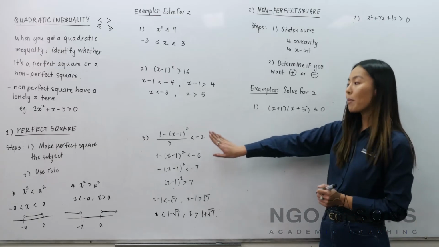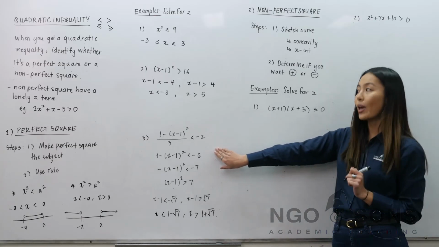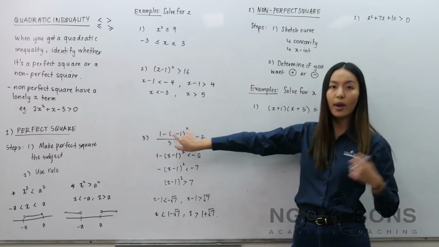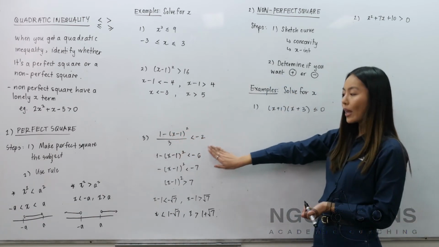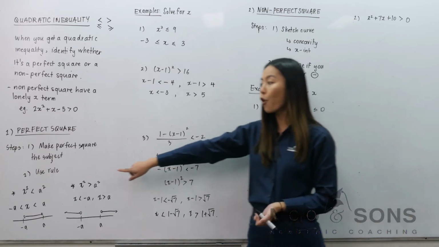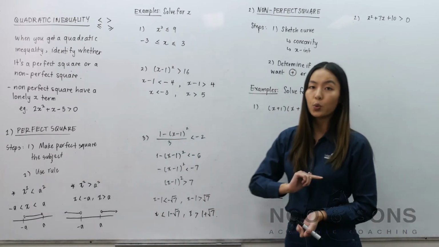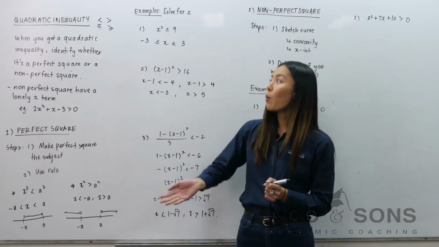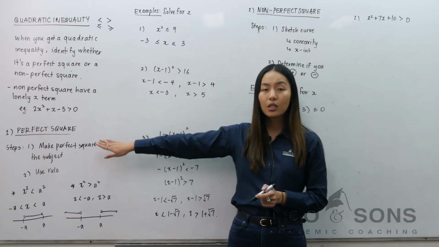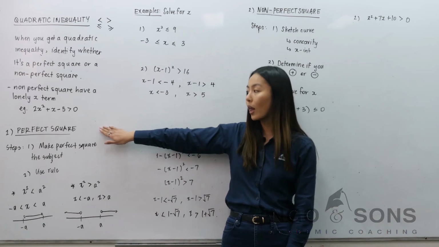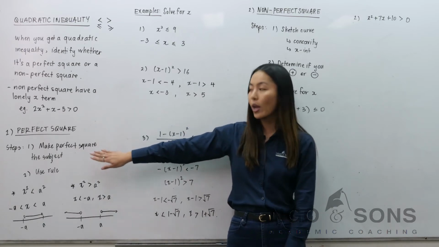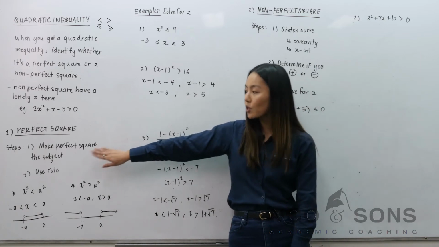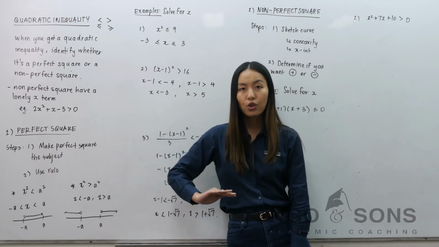So in question number 3, the only extra step we had in comparison to 1 and 2 was that our perfect square wasn't the subject yet. So we had to make it the subject before we could move on to step 2, which was to use our rule. So far, we've looked at how to solve a perfect square inequality. To do so, we went through our 2 steps. First one being make your perfect square the subject. Second one being use your rule.